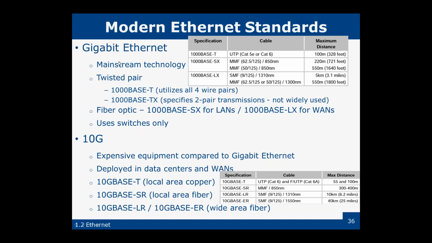Gigabit, mainstream technology, twisted pair. Same thing, we get the baseband, the T's, the TX's, 100 meters, for unshielded twisted pair, Cat 5e and Cat 6. Fiber, a little bit different, 225, 150. 1000BaseLX. Single mode fiber can go 5 kilometers, 3.1 miles, before it's repeated. Fiber goes a lot farther, but it doesn't go to infinity.